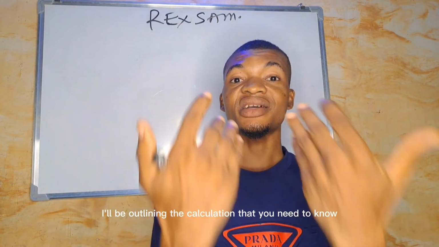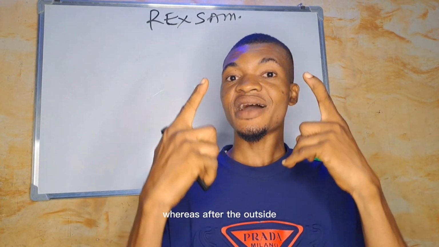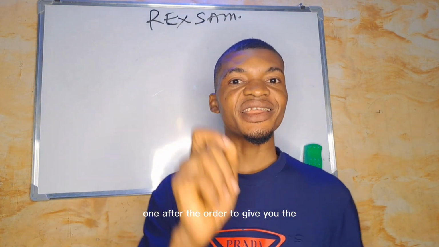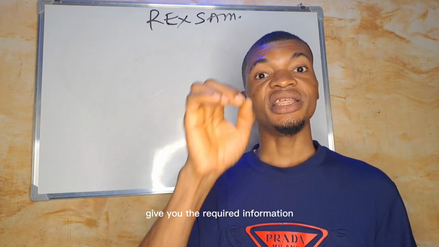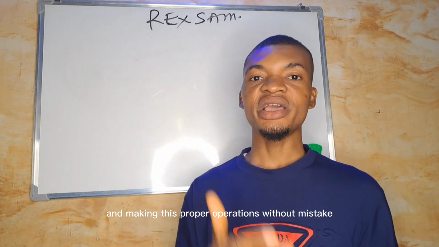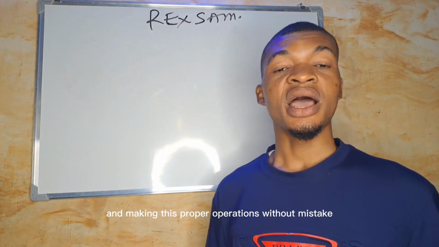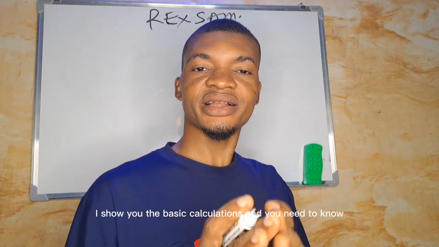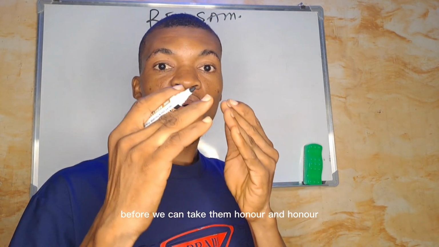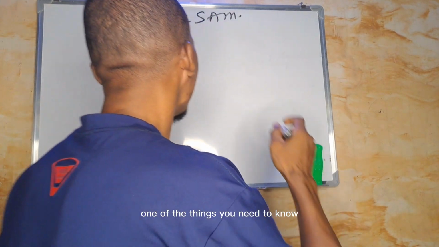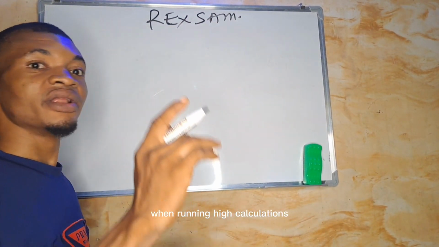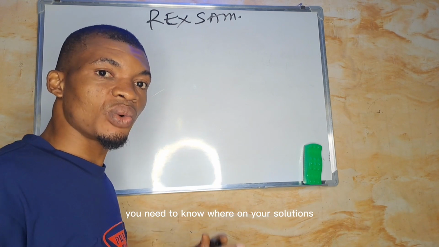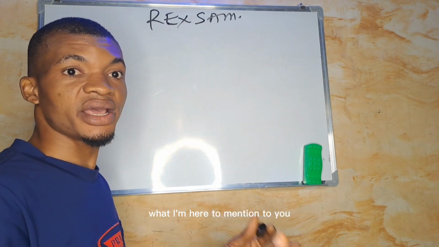I'll be outlining the calculations that you need to know, whereas after the outline, I'll be taking them one after the other to give you the required information, the required steps to take in making these proper calculations without mistake. And today I want to take you to the drawing board by showing you the basic calculations that you need to know before we can take them one after the other. One of the things you need to know when running calculations is that there are basic calculations you need to know when running your installations, and these calculations are what I'm here to mention to you.